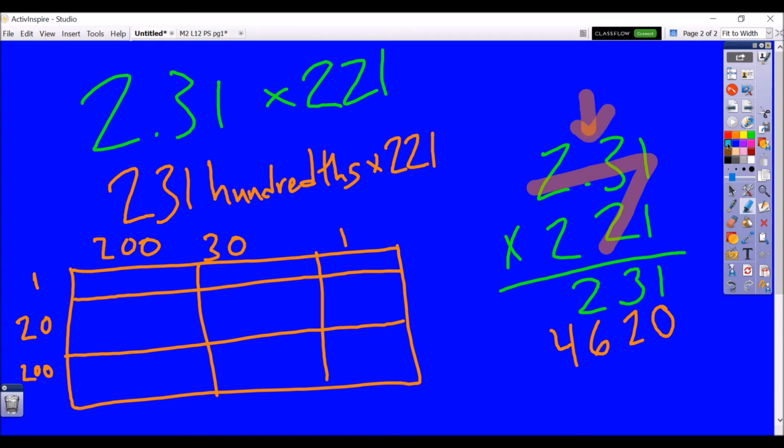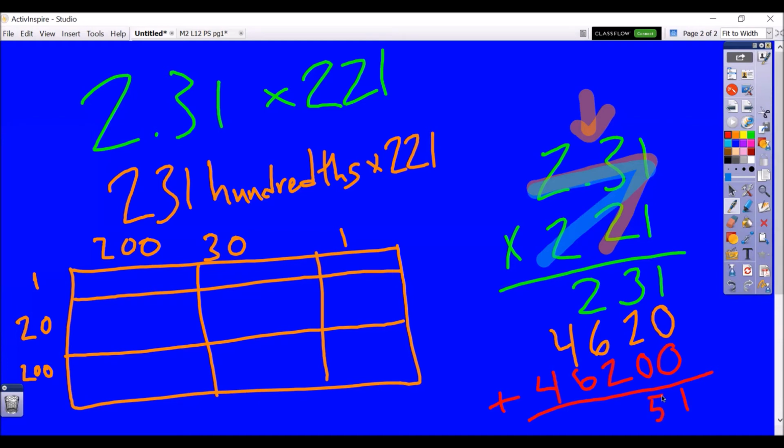Now we're done with this place. So now we're going to go to hundredths place value and multiply that by the top. But first, because we're in the hundredths place, we've got to represent that with 2 zeros. 2 times 1 is 2. 2 times 3 is 6. 2 times 2 is 4. So let's go ahead and add those up.